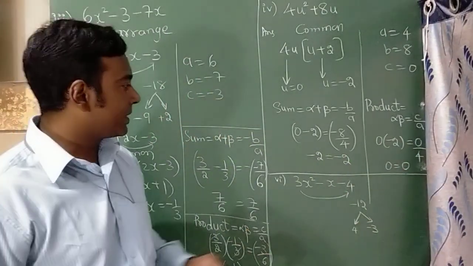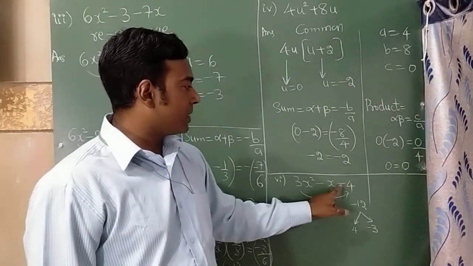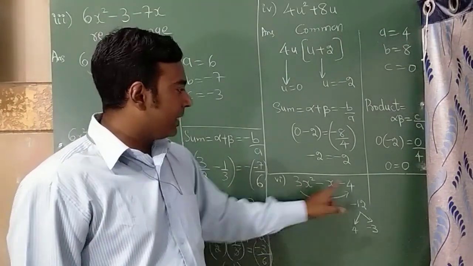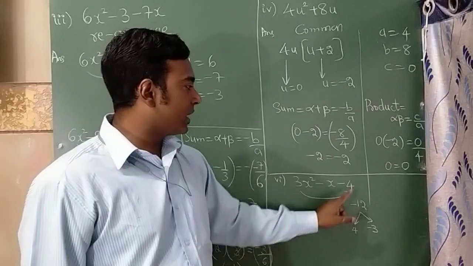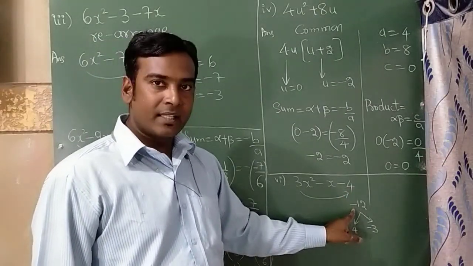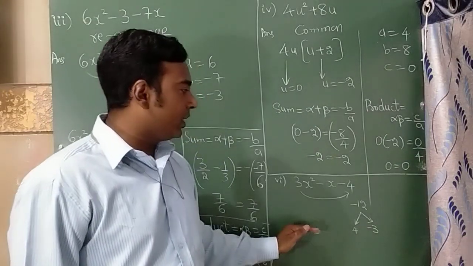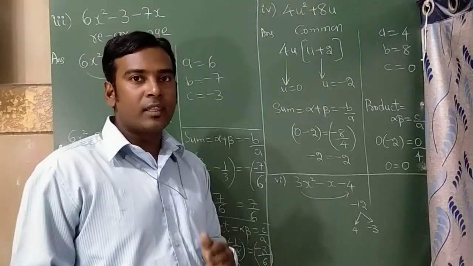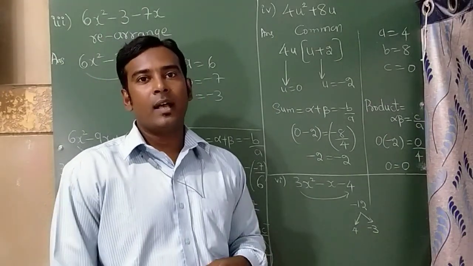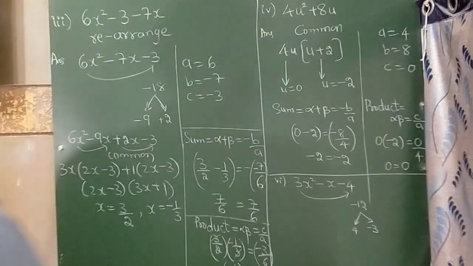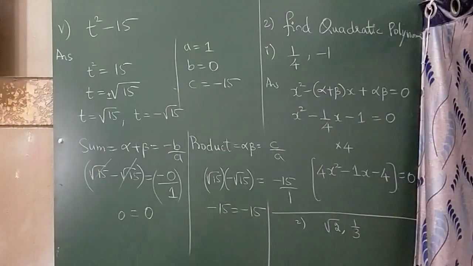Now sixth sum, 3x square minus x minus 4. First term is 3, last term is 4. 3 4s are 12. Since there is a minus here, the two terms are 4 and minus 3. I have given you a hint. I want you to solve this and let me know the answer in the comment section.